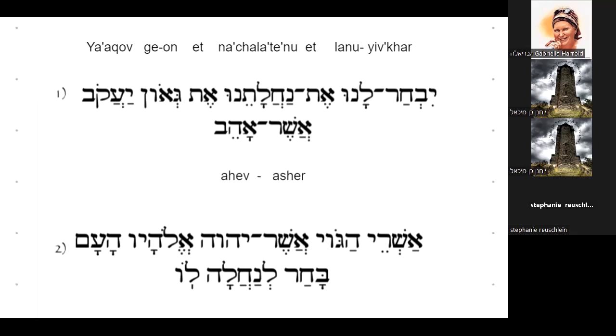Okay, so let's read it together. We've transliterated it. Let's read it together. We have Yifchar lanu et nachlatenu et geon Yaakov asher ahev. All right, let's do it again. Yifchar lanu et nachlatenu et geon Yaakov asher ahev.